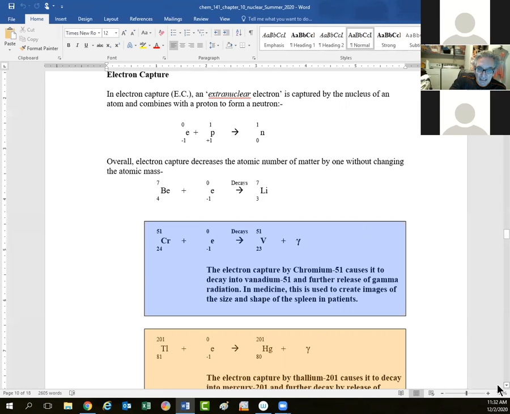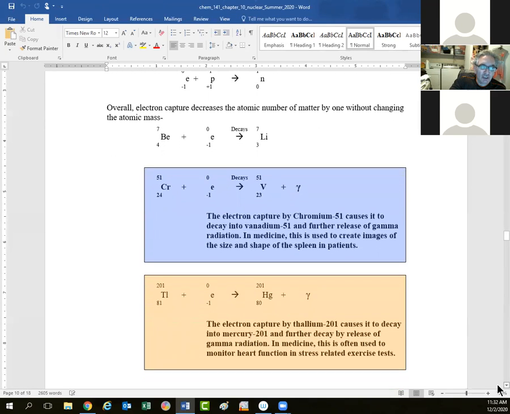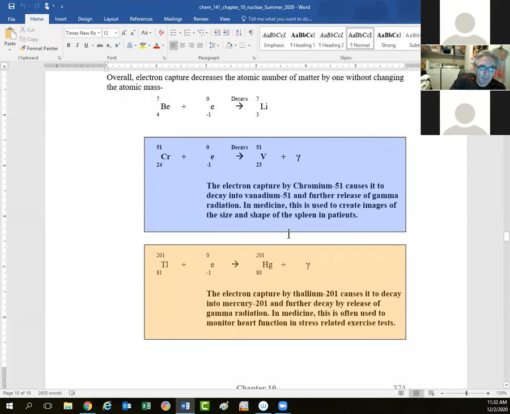And so we're causing, again, transmutation, a change in the identity of the isotope, because we're changing the number of protons. So we take some beryllium and bombard it with a stream of electrons. We lose a proton, but we gain a neutron, so the mass stays at 7. But the atomic number drops down to 3, making it an isotope of lithium.